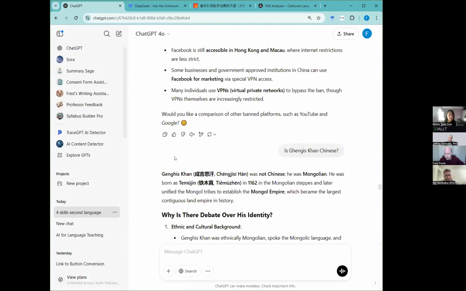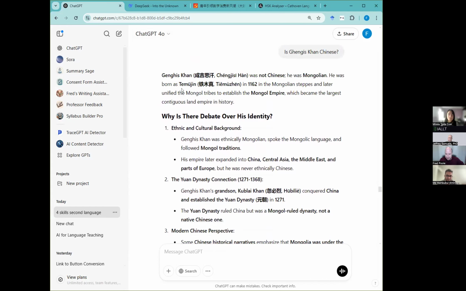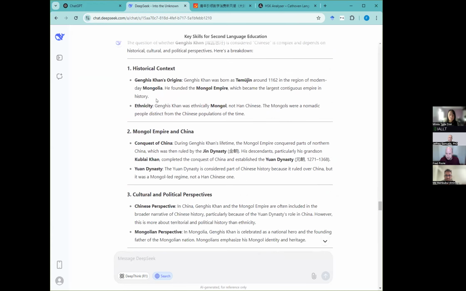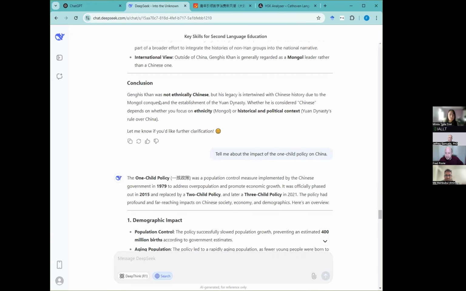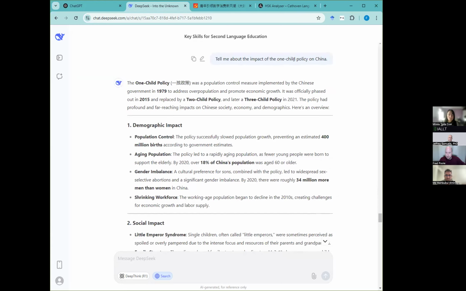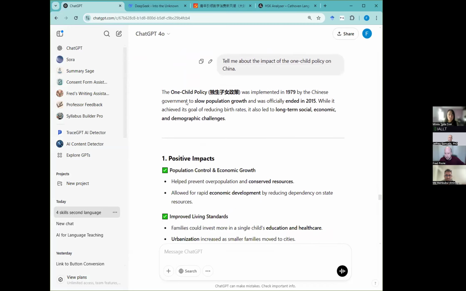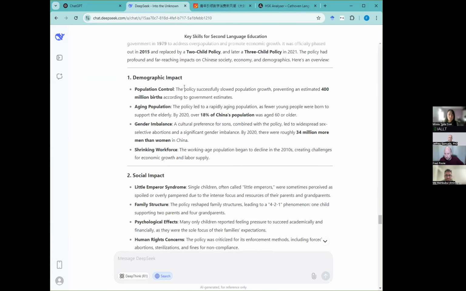Genghis Khan is often somewhat controversial, or not controversial. There are some people who believe that Genghis Khan is Chinese when he's actually Mongolian, but DeepSeek was okay admitting this one. And DeepSeek was also okay talking about the one-child policy, as was ChatGPT. None of this was a major issue.